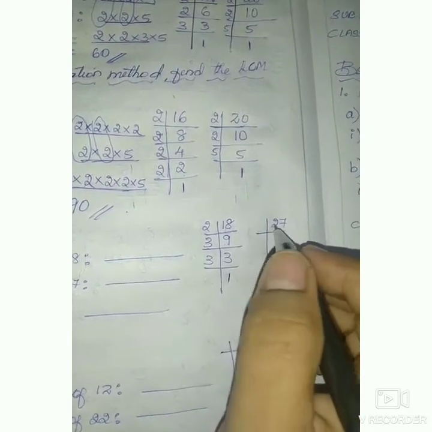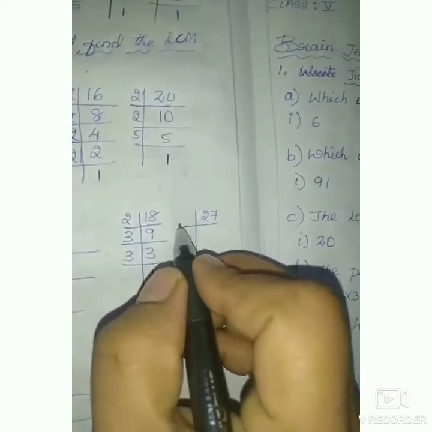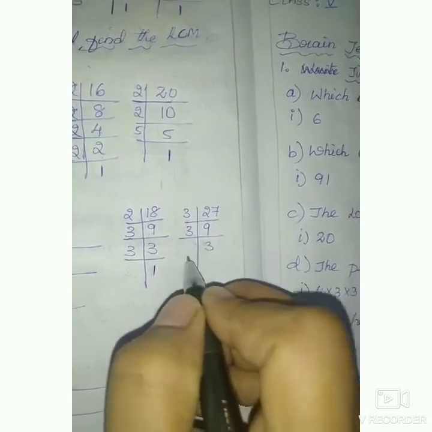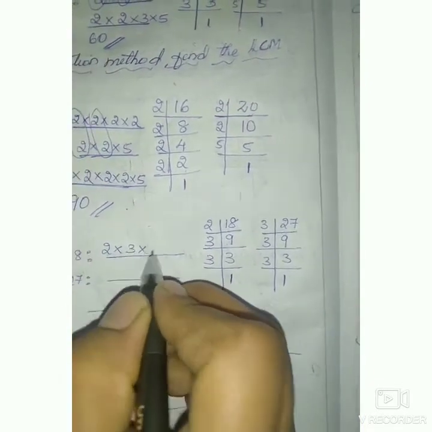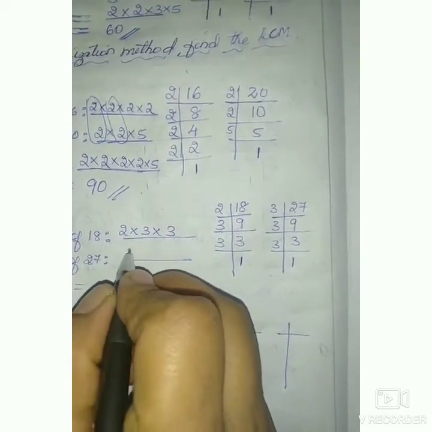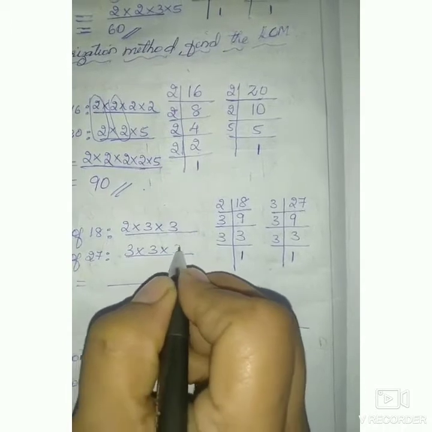So 27 doesn't come in 2 table, children. So start with 3. 3 9s are 27. 3 3s are 9. 3 1s are 3. So what is the prime factorization of 18? It is 2 multiplied by 3 multiplied by 3. What is the prime factorization of 27? 3 multiplied by 3 multiplied by 3.